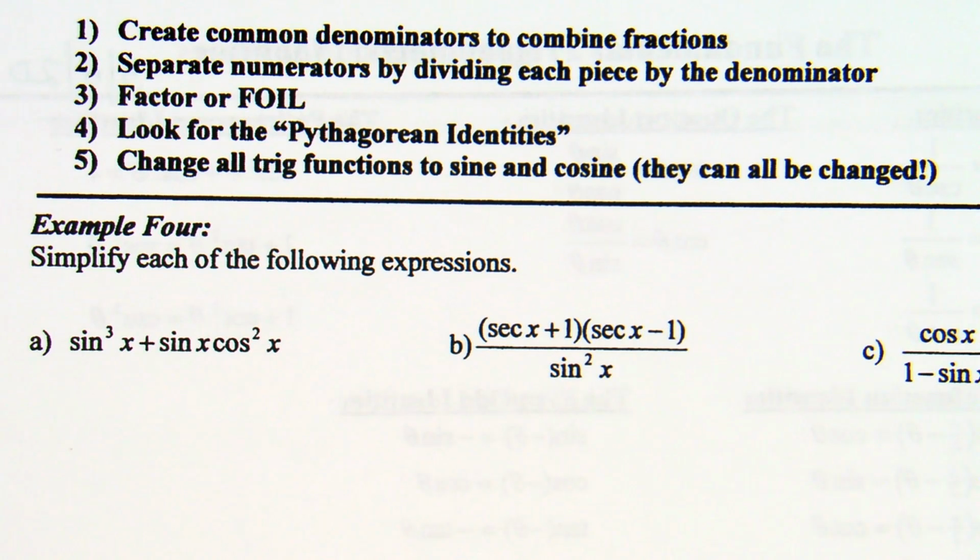If you start going through that list of ideas, you can probably eliminate some of them. Number 1, create common denominators to combine fractions. Are there even fractions here? No, so forget idea number 1. For the same reason, forget idea number 2. And I would also say, could we forget idea number 5, change everything to sine and cosine? It is all sine and cosine. Okay, so that takes me down to ideas 3 and 4.